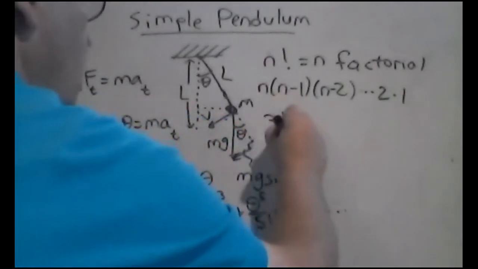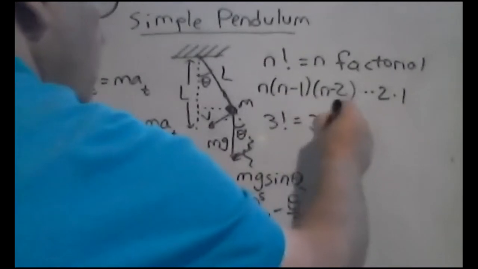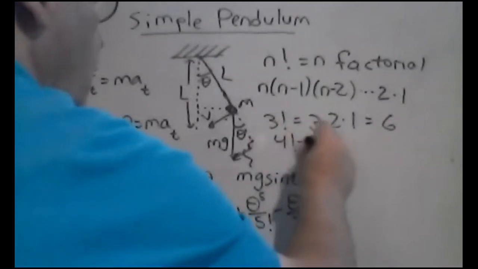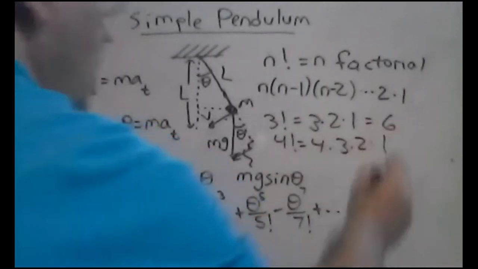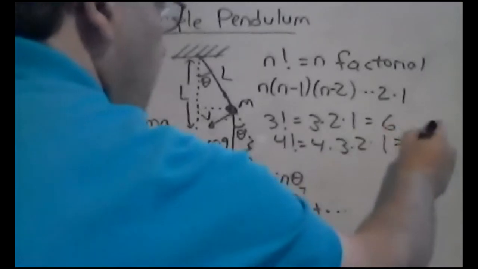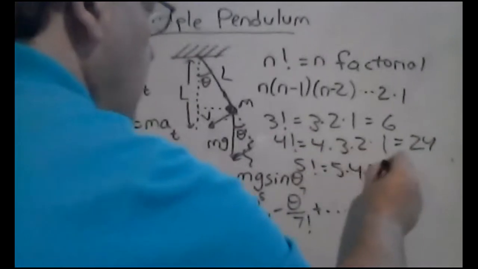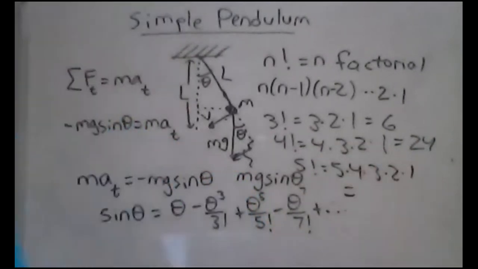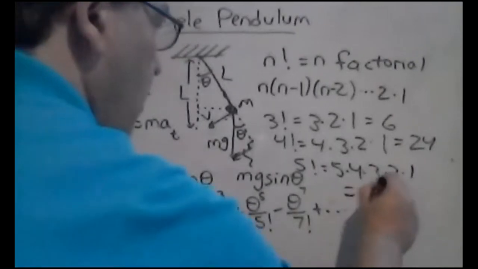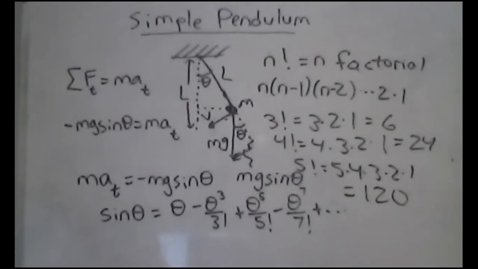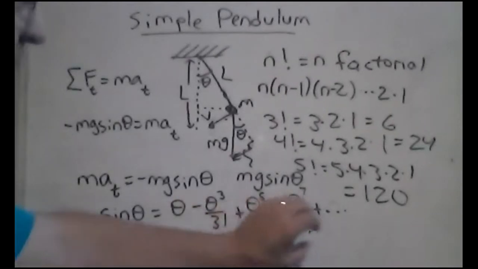So I want 3 factorial. I start with 3 times 2 times 1. It's 6. 4 factorial, 4 times 3 times 2 times 1, that's going to be 24. It grows very fast. 5 factorial, 5 times 4 times 3 times 2 times 1, is going to equal 120. If you were to put in something like 50 factorial in your calculator, you'd probably blow it up. It's bigger than 10 to the 99. So factorial grows very, very fast, and these denominators are growing very fast.